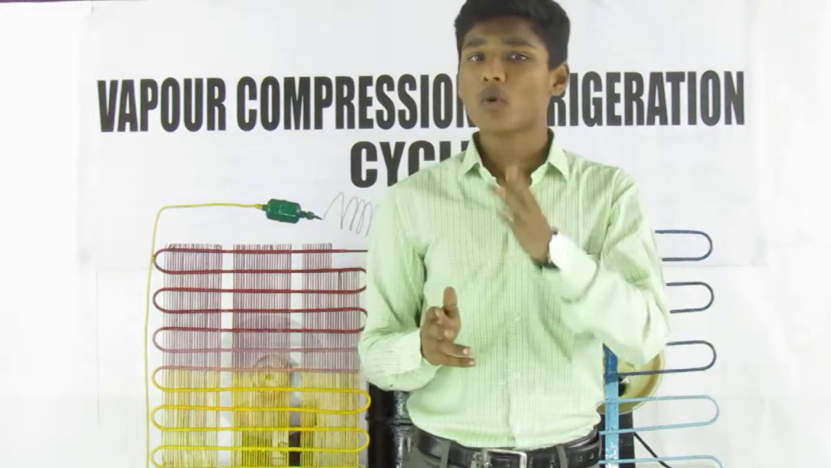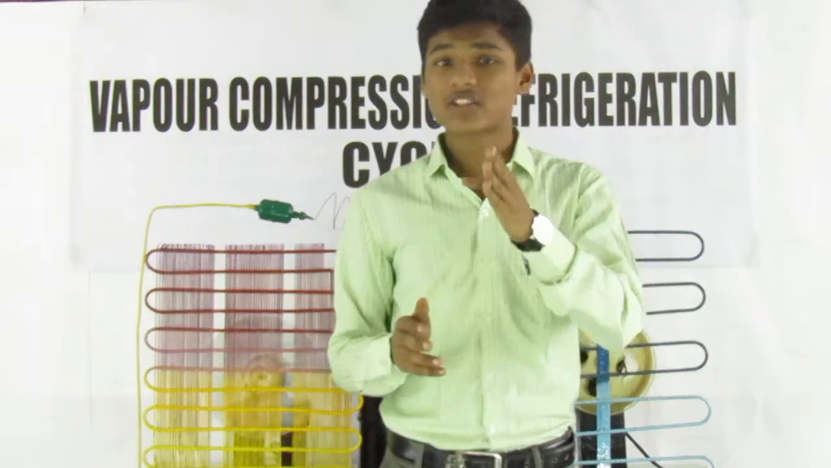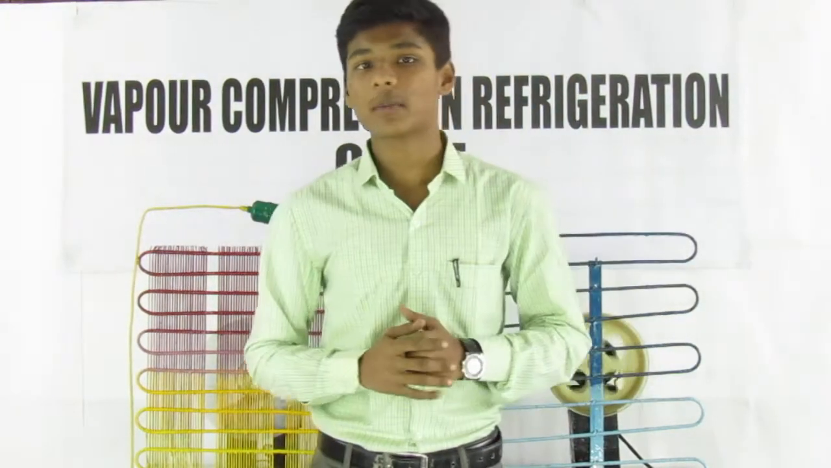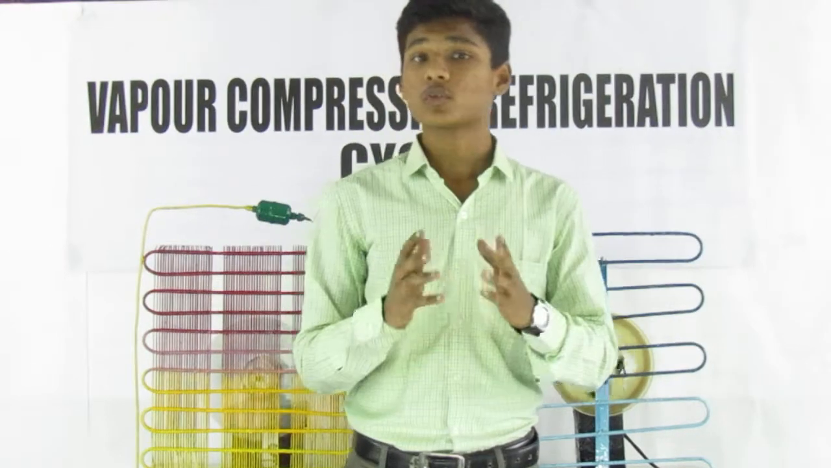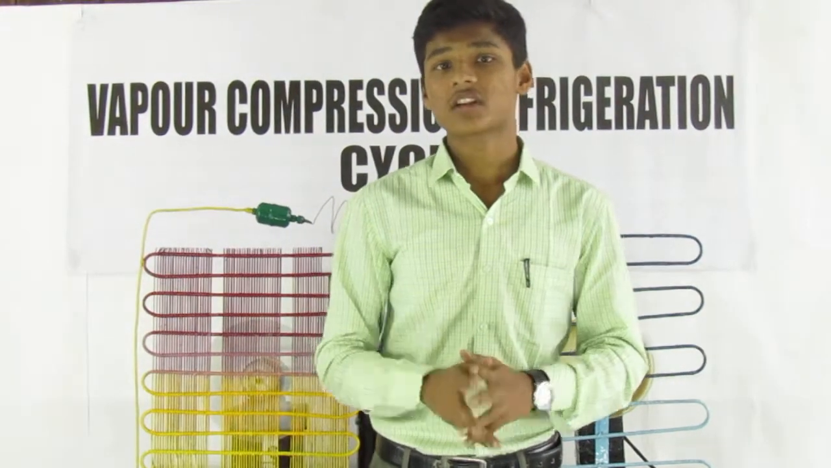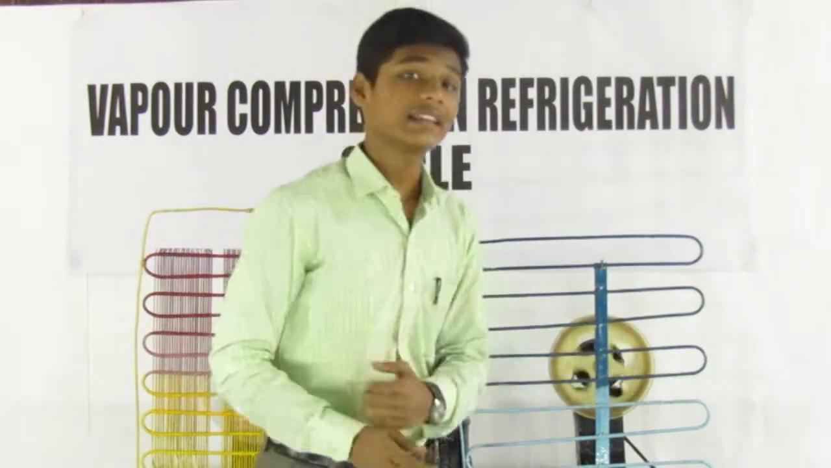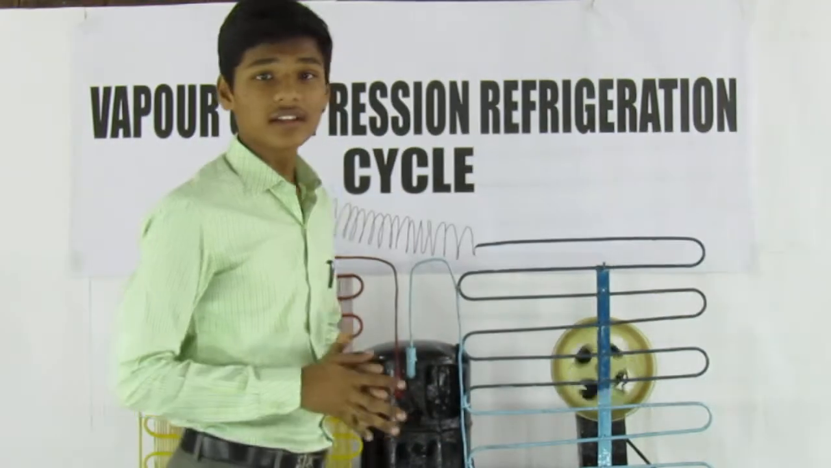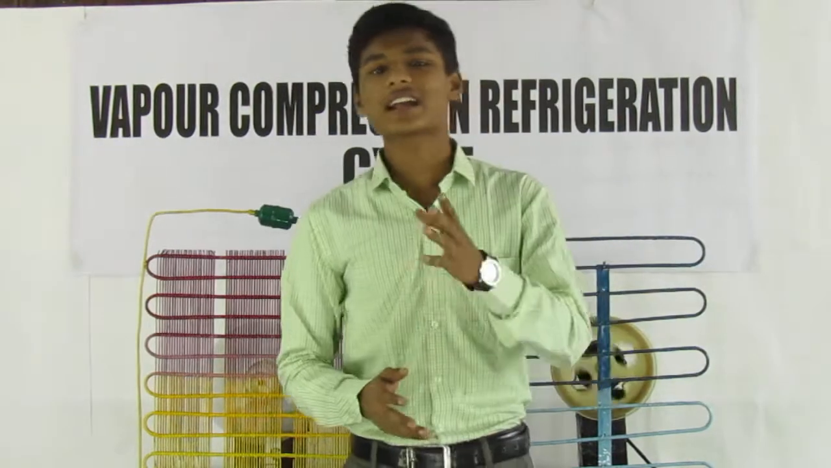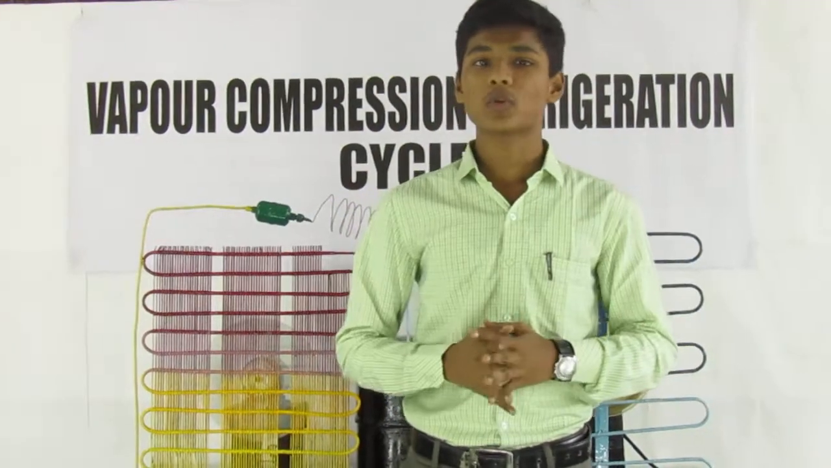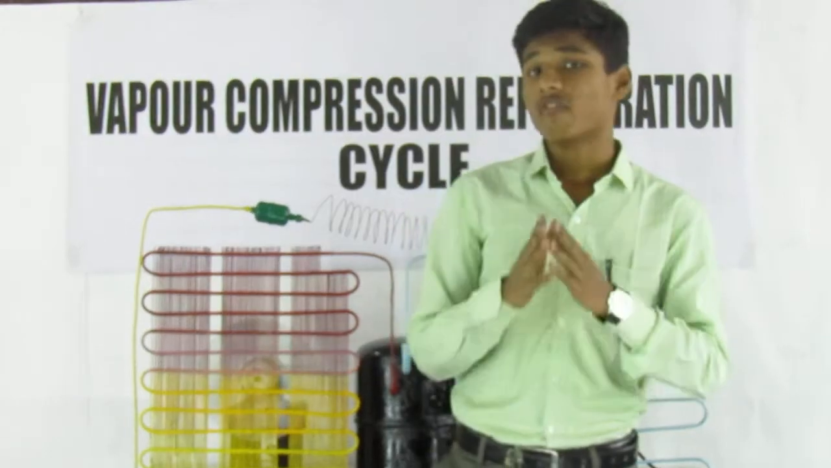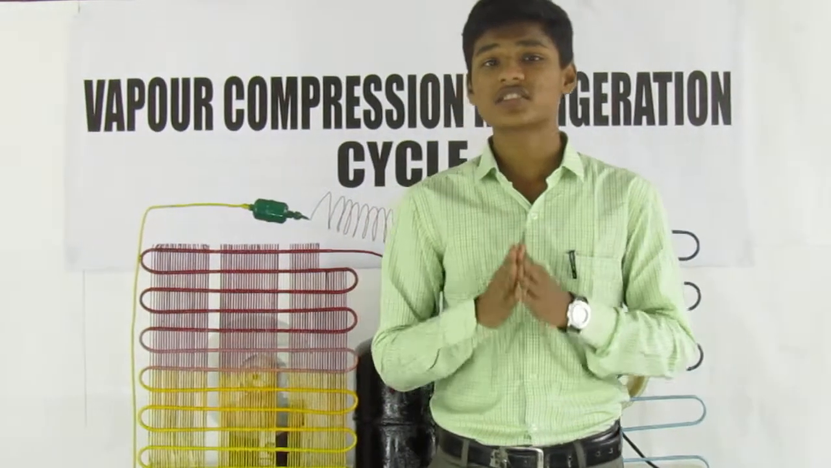Then this low pressure, low temperature, saturated liquid-vapor refrigerant at the end of the evaporator totally converts to low pressure, low temperature, superheated vapor, and then this vapor refrigerant comes back to the compressor. In this way, the cycle runs continuously and continuously produces a cooling effect. This is known as the vapor compression refrigeration cycle.